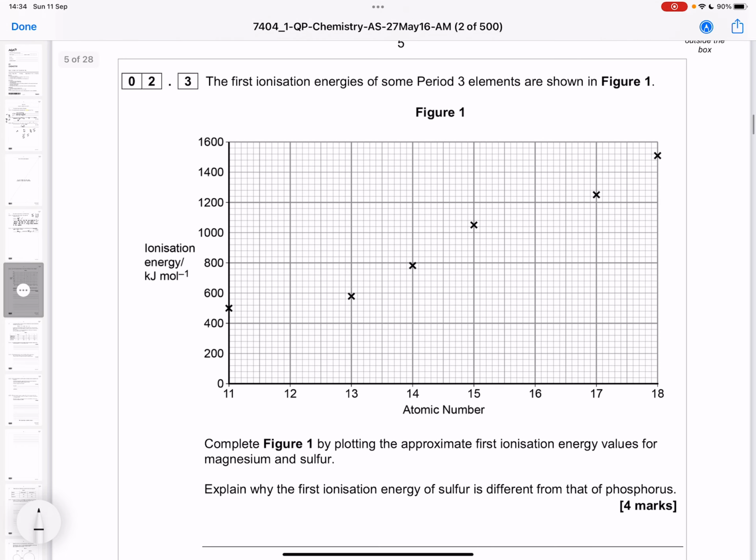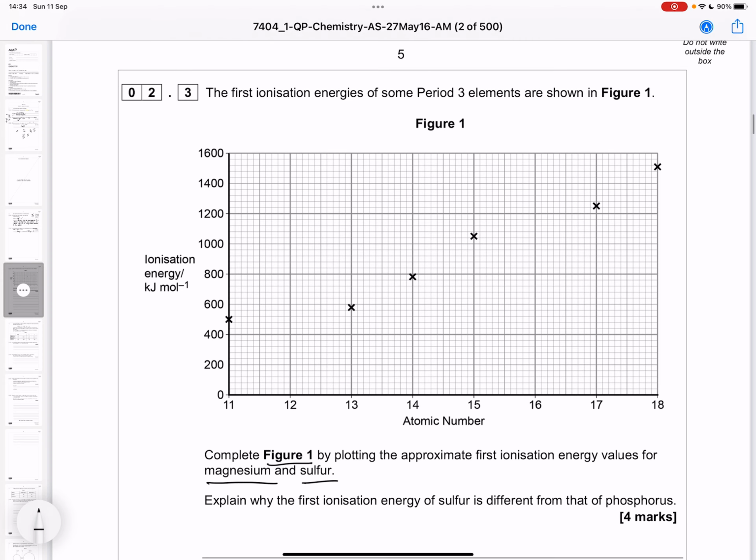Okay, first ionisation energy of some period 3 elements are shown below. Complete figure 1 by adding in magnesium and sulfur. So bearing in mind that atomic number 11 is sodium, magnesium is going on this line of number 12, and then after number 12 we go to aluminium, silicon, phosphorus, sulfur, chlorine, argon across period 3. So we're being asked to put in magnesium and sulfur. We can see that the crosses are missing on the graph here. And we need to know the pattern.